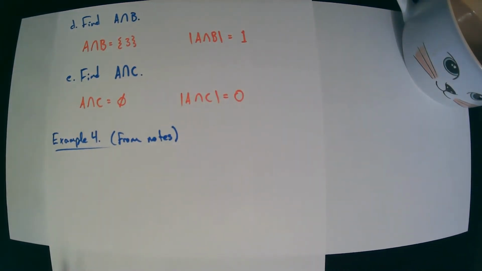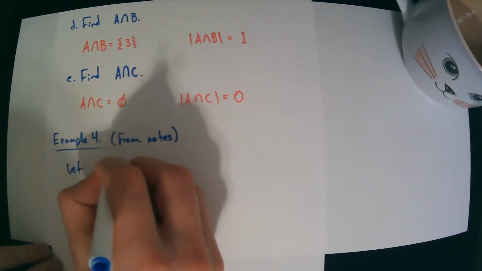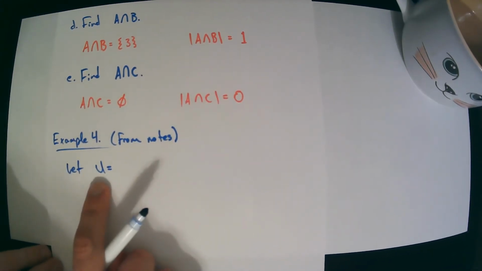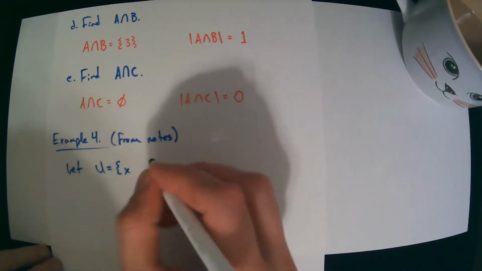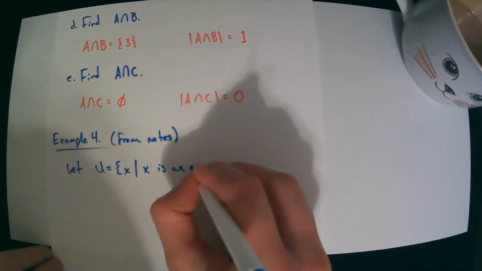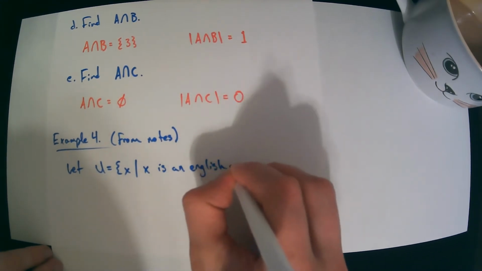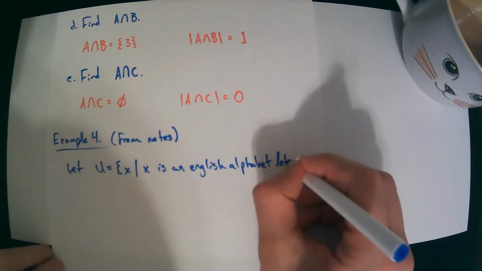Let U be, wait, I think I'm getting lost here. Oh, no, yep. Okay, so the universal set, let U equal, so that's the universal set, it's not the union symbol, this is an actual set by itself. Set of all elements X such that X is an English alphabet letter. So, A through Z.